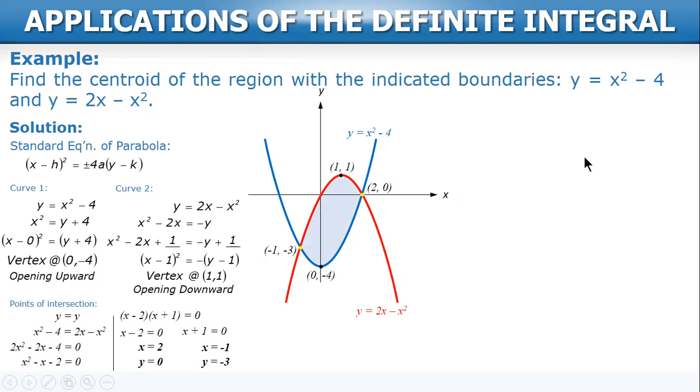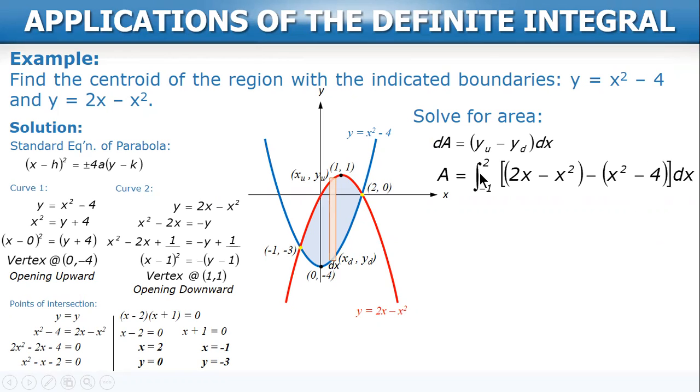Okay, so first we solve for the area. So we analyze a rectangular strip. To avoid a split, let's analyze a vertical strip. Para di tayo mag-split. So, x up, x down, y down, dx. So we solve for the area, y up minus y down, as usual, y up minus y down dx. Okay, our y up is ang red, 2x minus x squared. Our y down is ang blue, which is x squared minus 4.